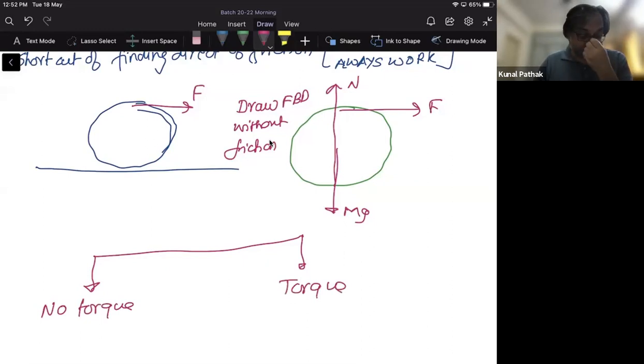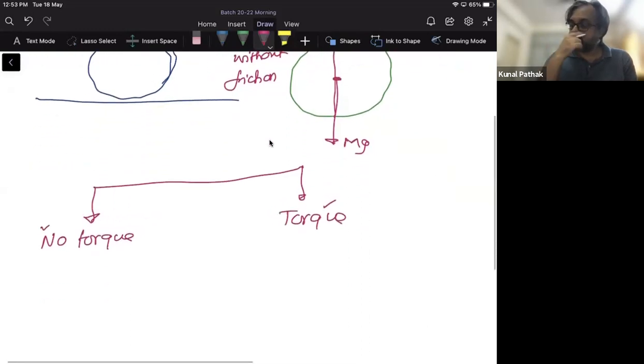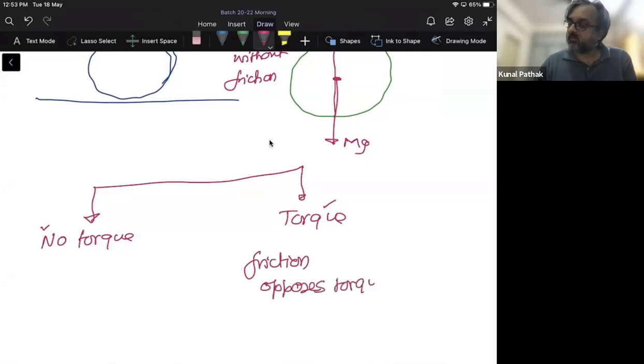Okay? Basically, what I mean is that you take the object, and any force which is not acting through the center of mass will produce the torque case. And if all forces are acting through the center of mass, that will produce the no torque case. So if there is torque, okay, then friction opposes the torque. You can forget about the forces, you can forget about everything else.